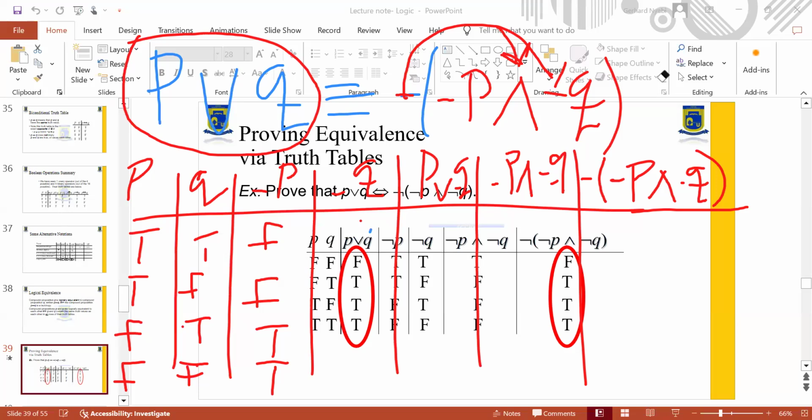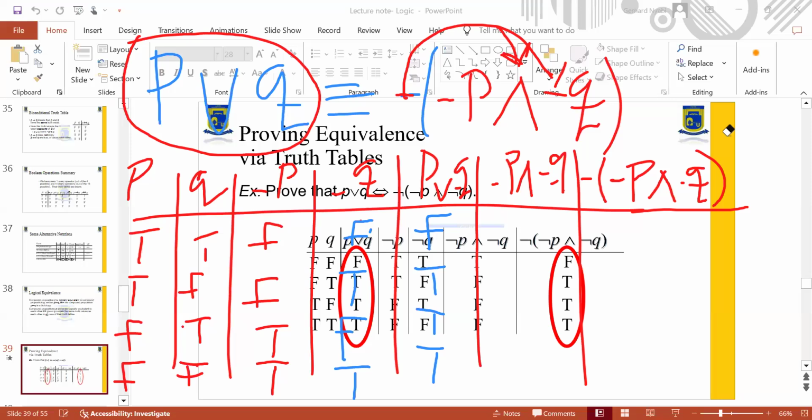So we need P or Q. And we know that for OR, when the first one is false and the second one is false, your outcome will be false, right? Yes, sir. So it will be false. The rest are true, true, right? Yes, sir.